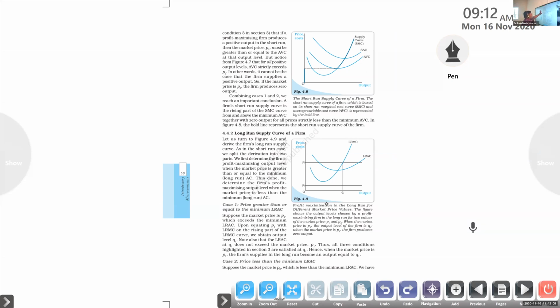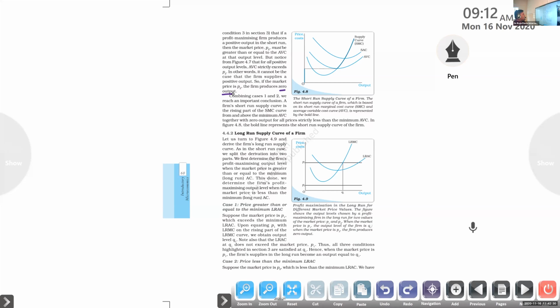So if the market price is P2, the firm produces zero output. Why is it so? The firm is not ready to produce because they know that they are unable to make a profit from their production. So they will not produce the products. Clear? Okay.